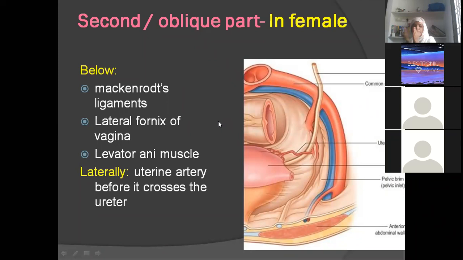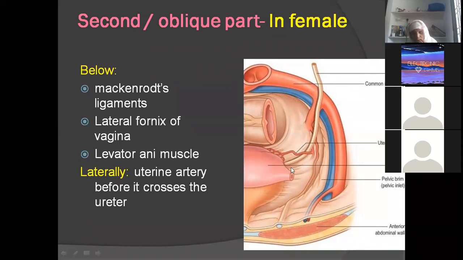Here we have one ligament. See, this is the cervix. Here one ligament is there, here one ligament is there. That ligament which is running like this is Mackenrodt's ligament or transverse cervical ligament. So this I will discuss when I am doing the uterus, but just to understand the course, so many relations are there in the pelvic part of the ureter.